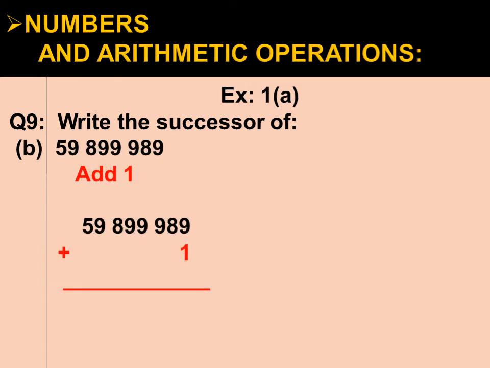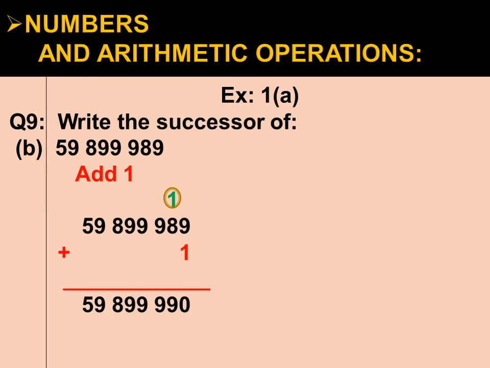Now part B of question number 9. Again we have a large number and we have to find the successor. What will we do? Yes, we will just add 1, and after adding, now look at this number. When we add 1 with 9, 9 plus 1 equals 10. So what will we do? Yes, we will carry 1 to the next digit. Okay, 9 plus 1, 10. 10 has 2 digits, so 1 will be carried to the next digit. And we will get the answer like this.